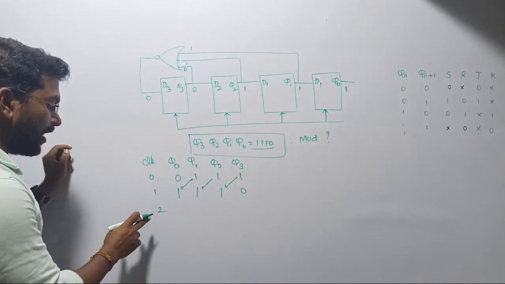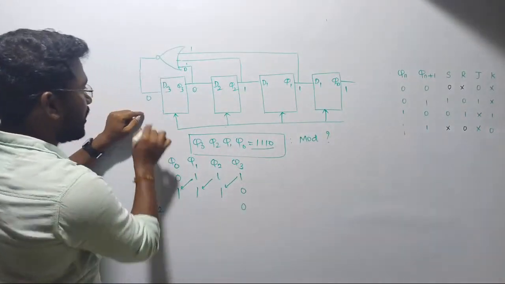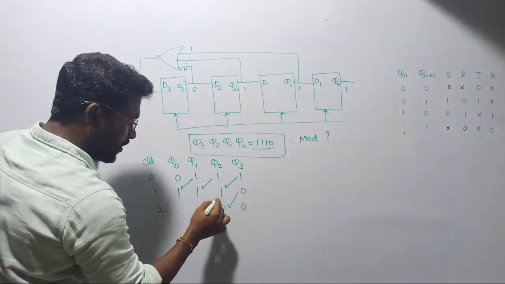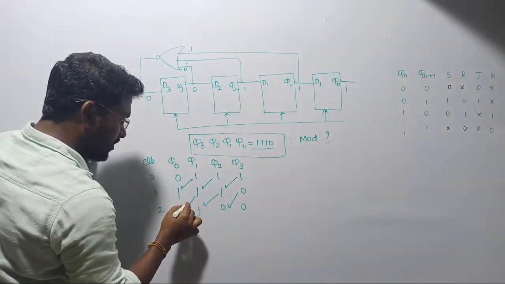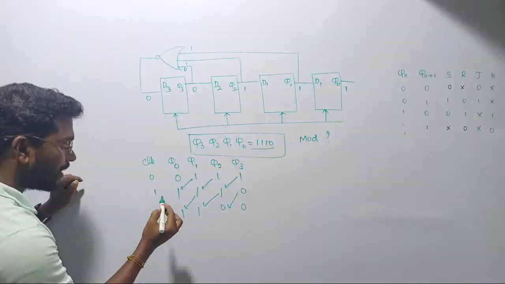So what will happen while applying the second clock pulse? Once again 0 is entering here at Q3, such that the already available data will be transmitted to this point. This data will be transmitted to this point. This data will be transmitted to this point. Clear? Now let us apply the third clock pulse.